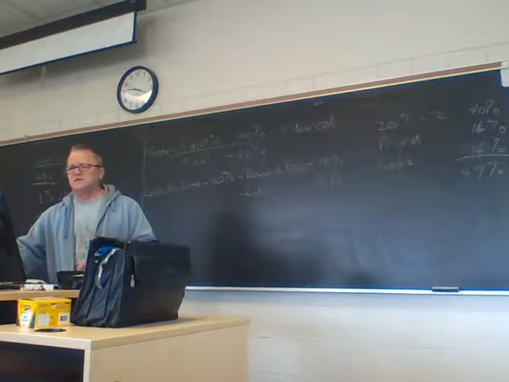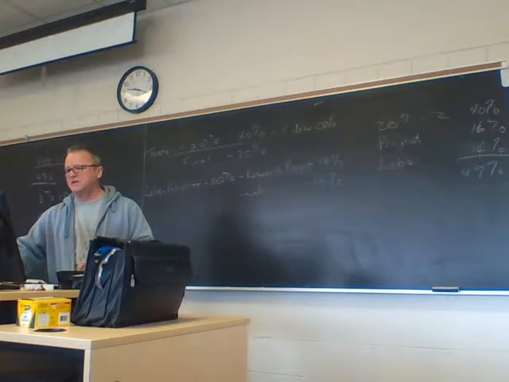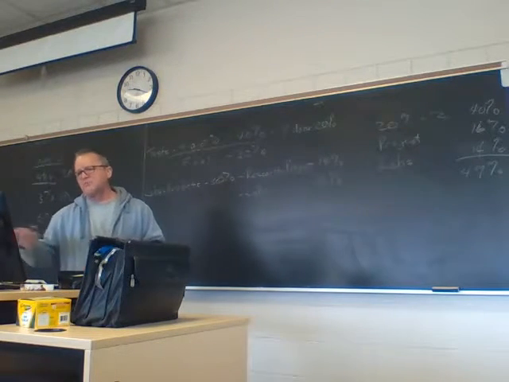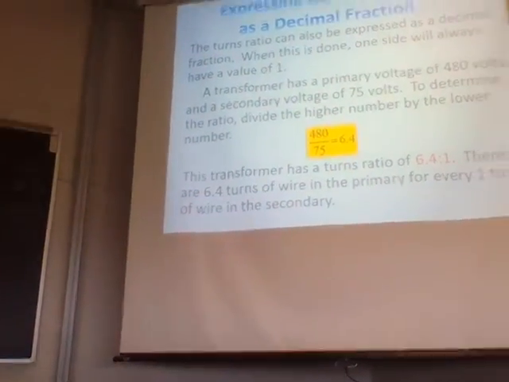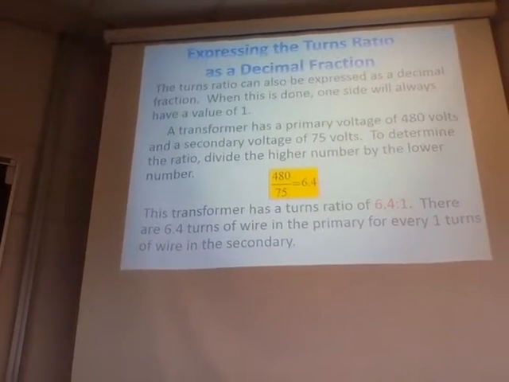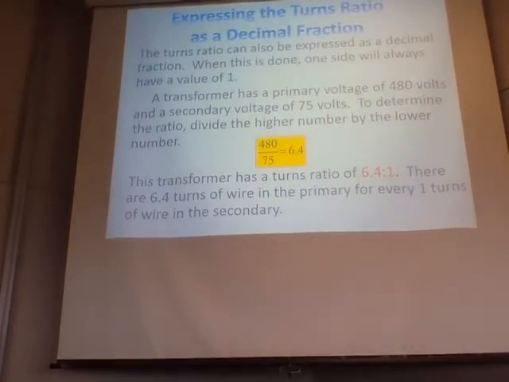is a lot easier to use than all those formulas. So the turns ratio can also be expressed as a decimal fraction. And this is done on one side, we always have a value of 1.